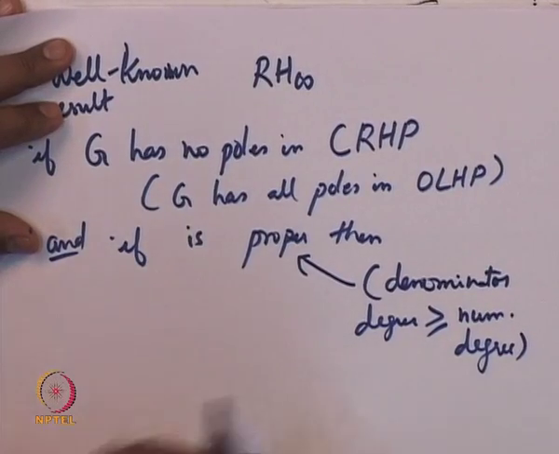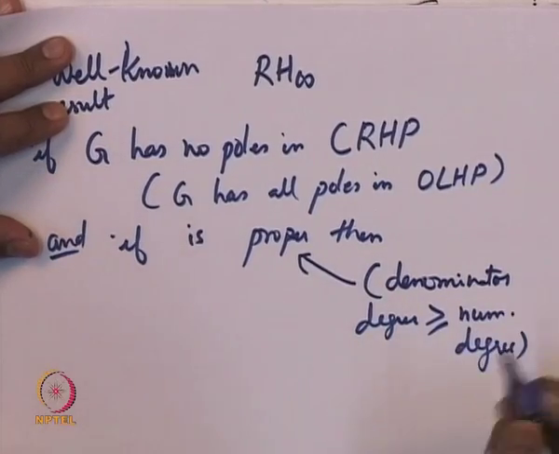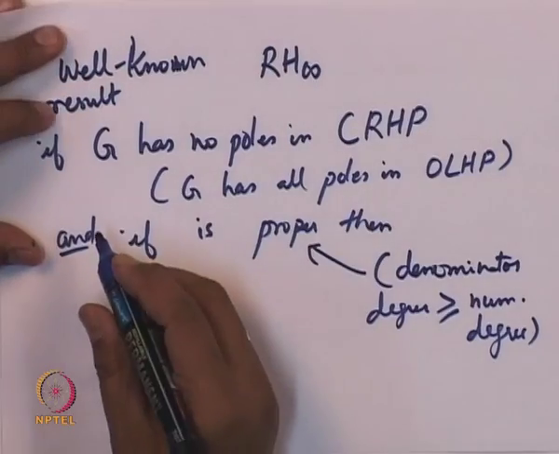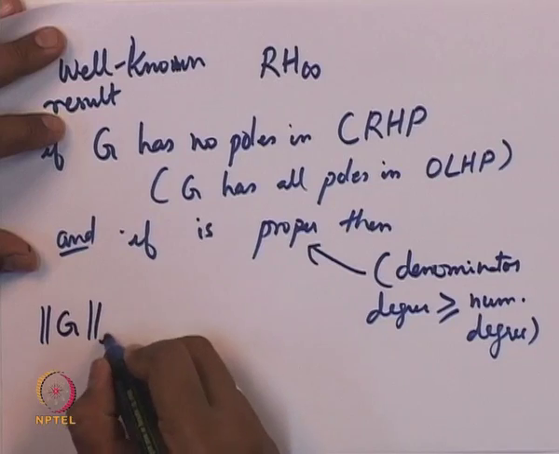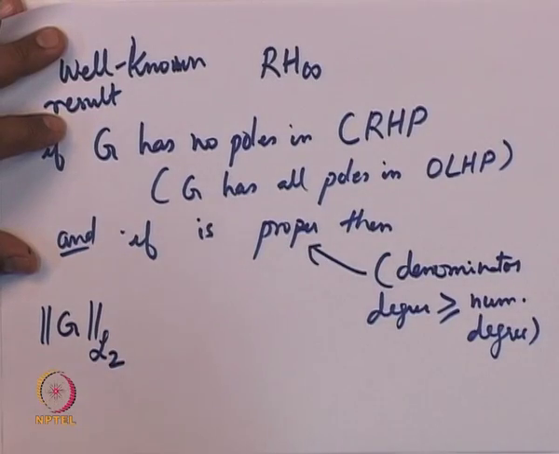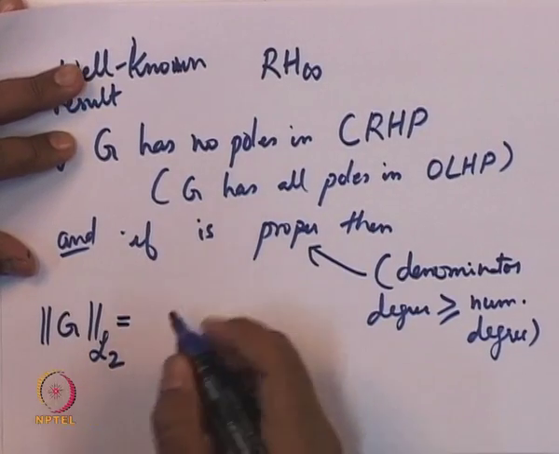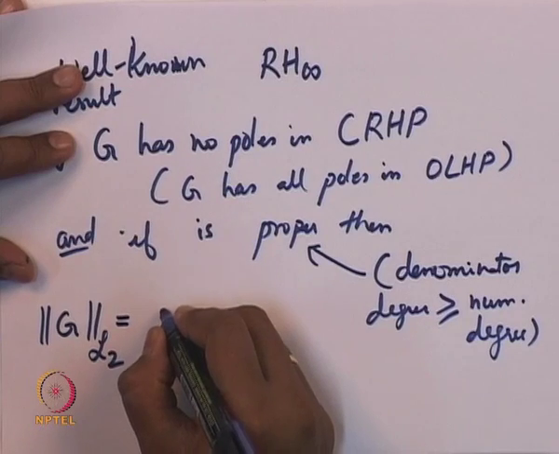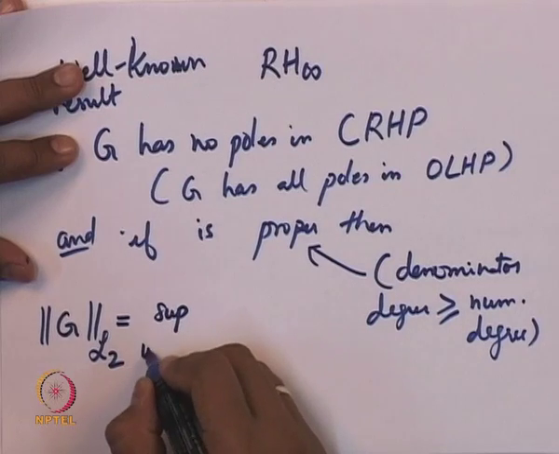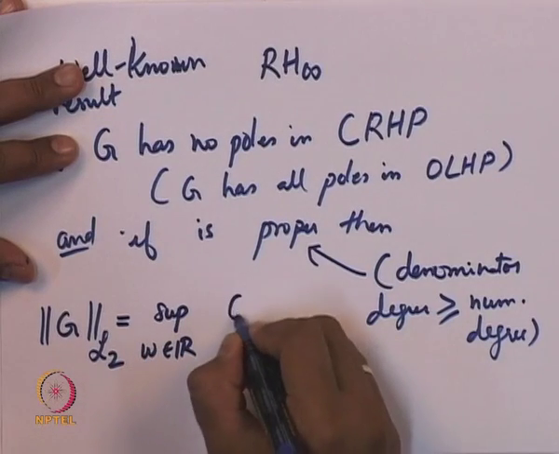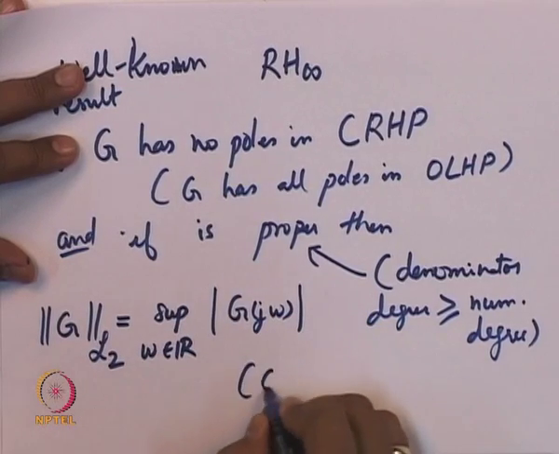This means that G is proper, which means that as s tends to infinity, G(s) exists, G(infinity) is a finite number. What is well known is that the L2 induced norm that we defined is in fact attained on the imaginary axis. The supremum over omega in R of |G(j omega)|, consider for the case that G is SISO.